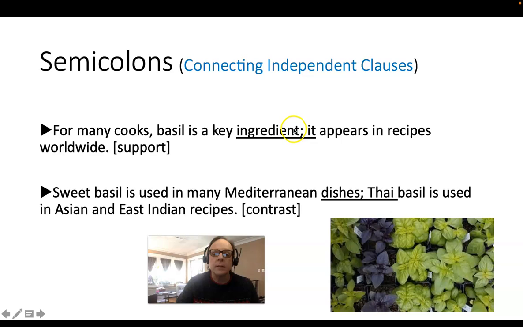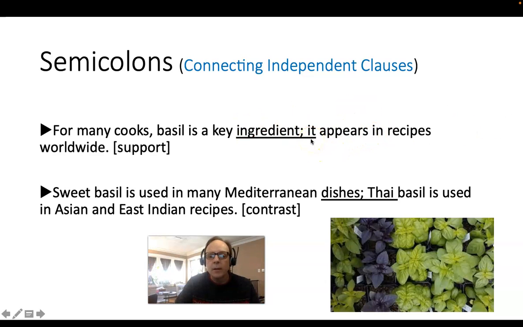For many cooks, basil is the key ingredient. So that is an independent clause. In other words, that's a complete sentence all by itself. Subject, verb, complete thought. And then the second part, it appears in recipes worldwide. This is also an independent clause, a complete sentence. So if you have both sides balanced, just like an equation, you can put a semicolon in the middle and connect those two ideas together.